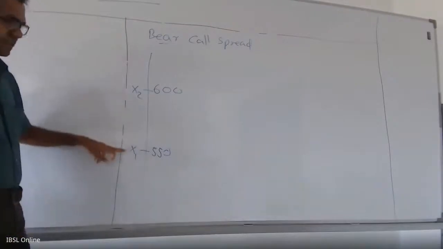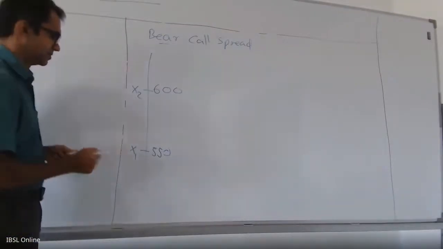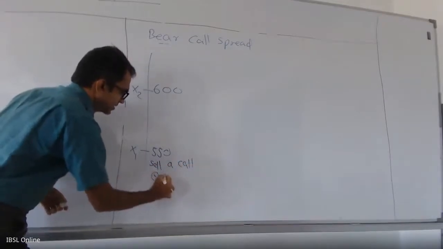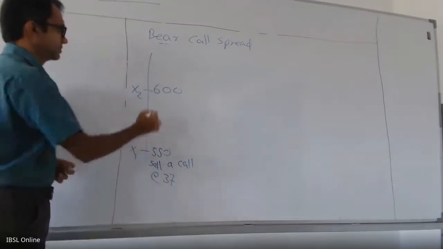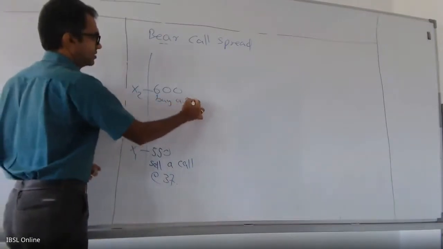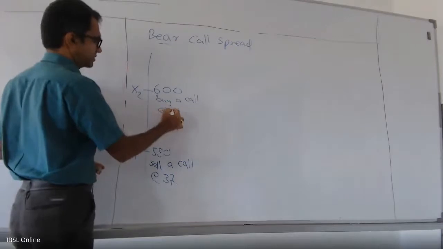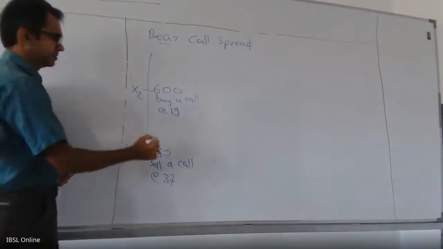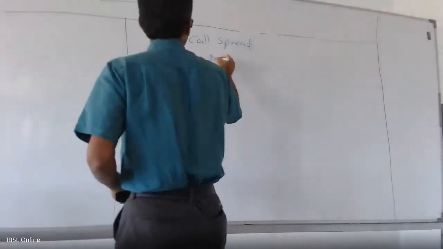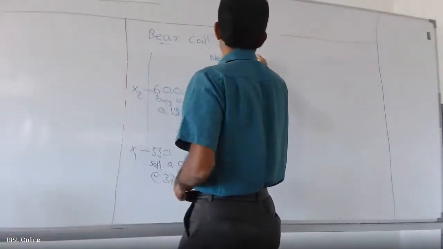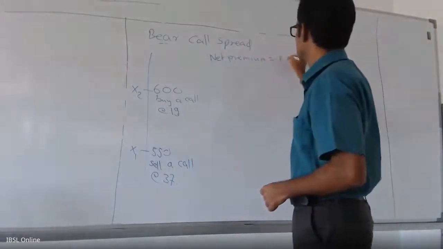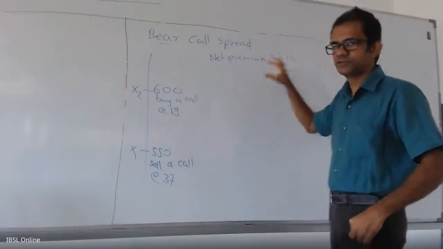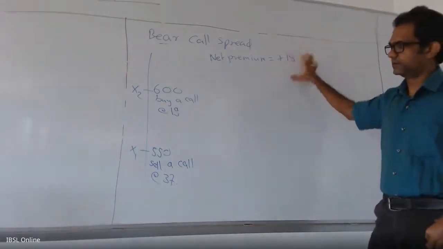So at X1, the lower strike, you sell a call at 37. Here you buy a call at 90. So the net premium is plus 18. You receive 37, you paid 19, so you receive 18.